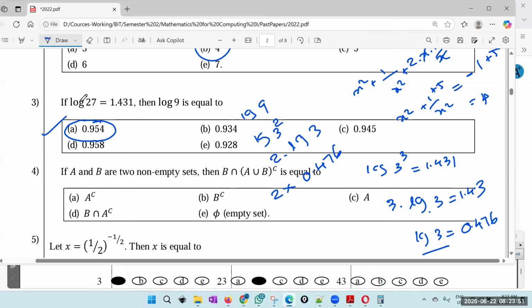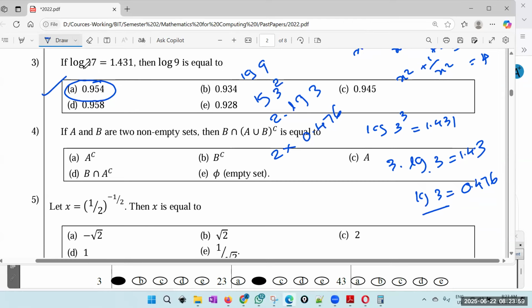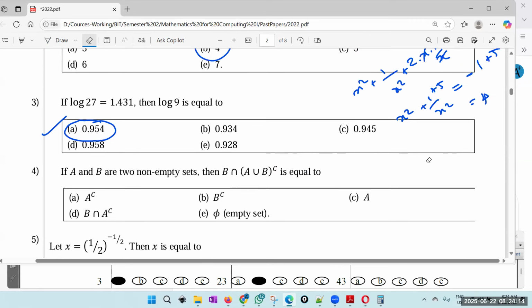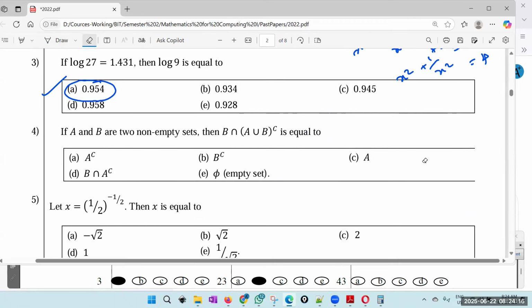Right, so that is a tricky question. You are not supposed to assume a base because they have not given any. Even if you assume one, I don't think you can do this without this approach. This is the only approach I can think of. Okay, so the next question. They have added two tricky questions to the front. Next one: A and B are two non-empty sets.